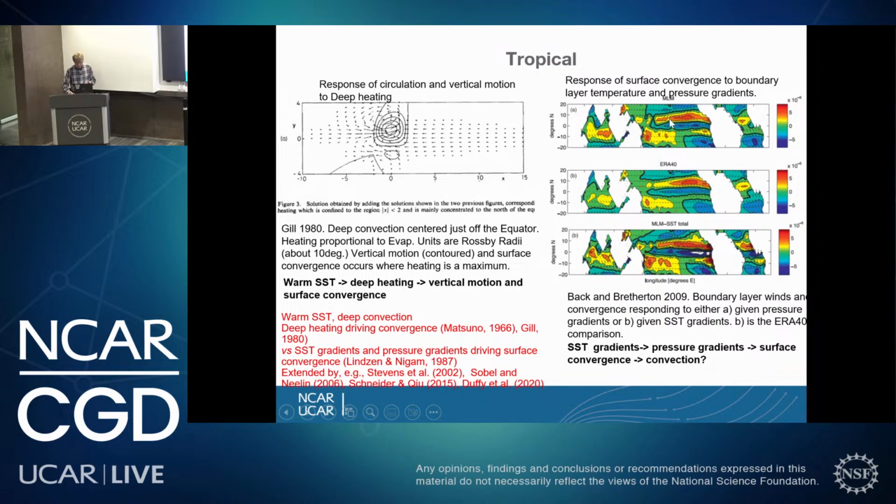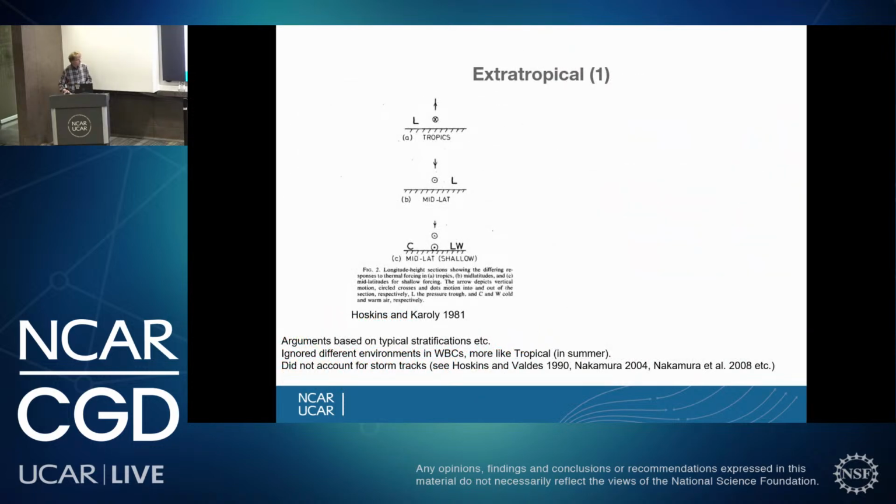And then the top panel is basically a boundary layer model forced by observed pressure gradients, and it matches quite well to the full ERA-40 result. And then the bottom is a boundary layer model, but explicitly related to SST. And it's not quite as good as the full boundary layer model, but you can see it captures some of the features seen in ERA-40. So it's one of the important processes. And actually, there's been an update to that recently by Margaret Duffy in a 2020 paper, looking at climate change.